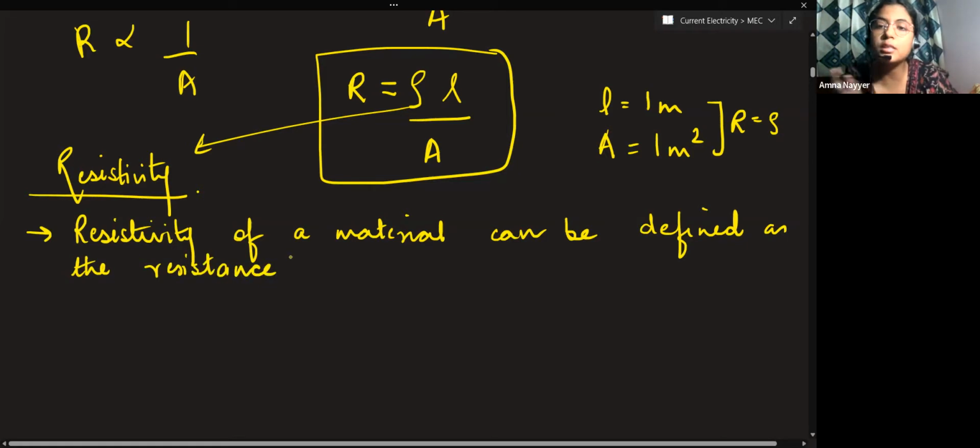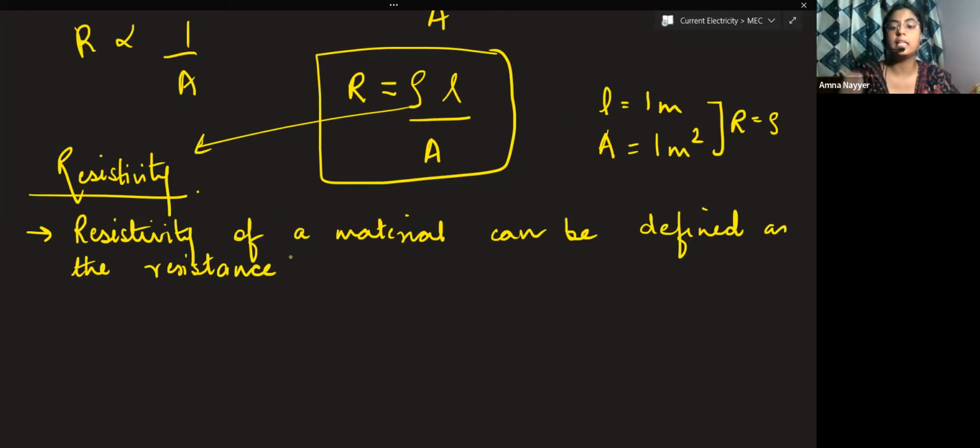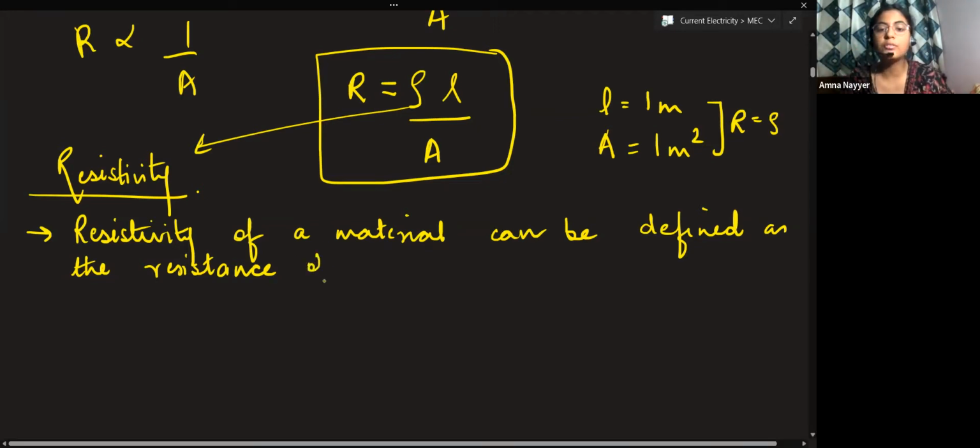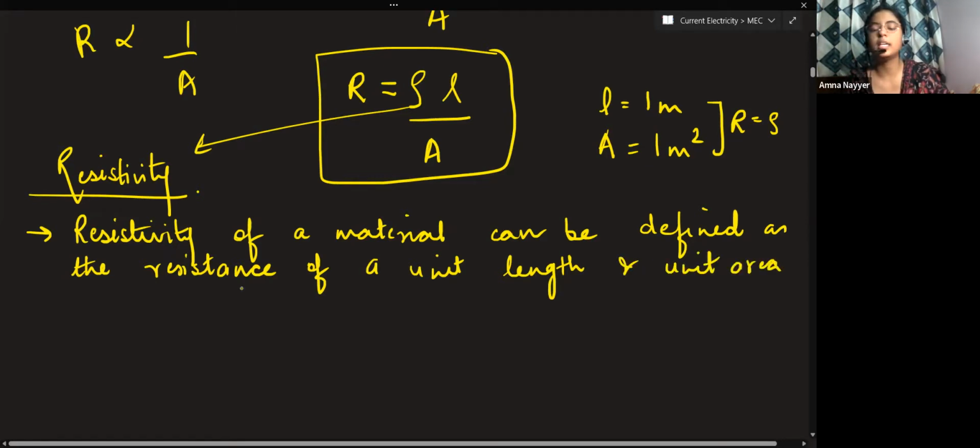But there are conditions that are valid. Which conditions? Length has to be unit length, and the area of cross section also has to be unit area of cross section. So resistivity of a material can be defined as the resistance of a unit length and unit area of cross section of the material.